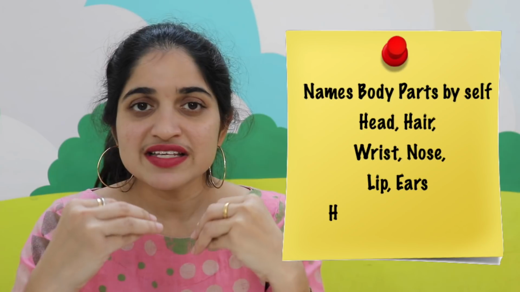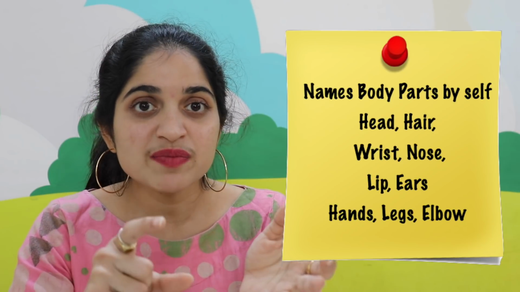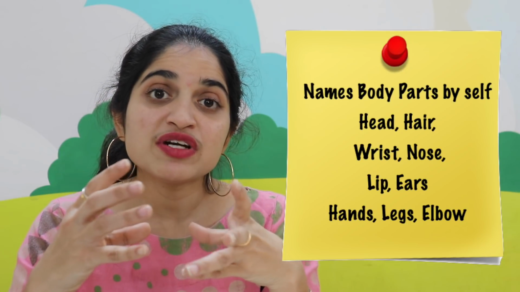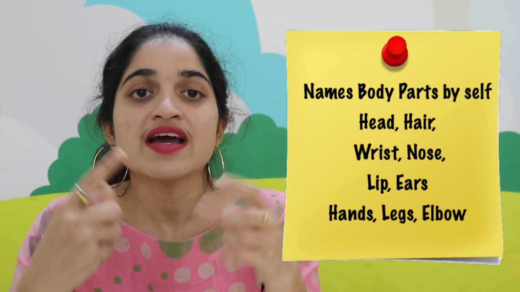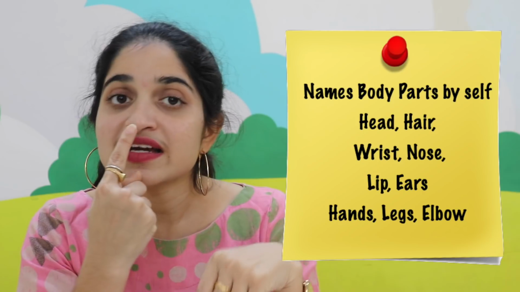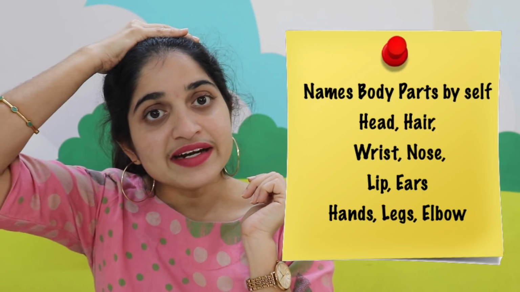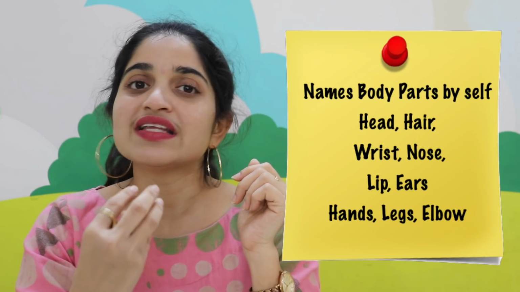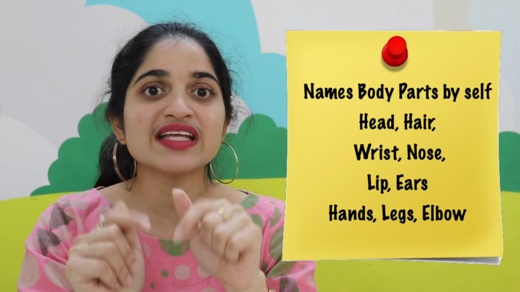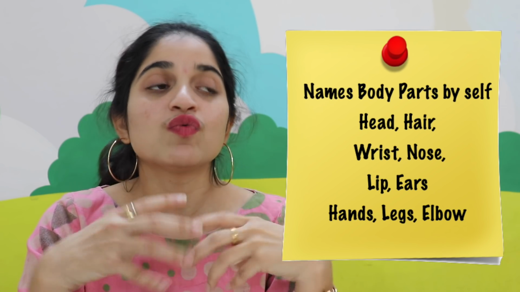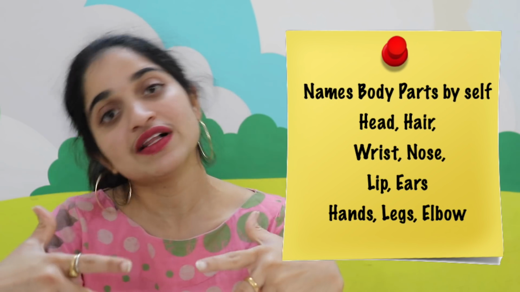Now I'll tell you here, when you ask them to show a body part, they would be able to identify. But here, they should be able to tell the names, like they should say, here are my eyes, here is my nose, here are my ears, this is my head. So they have to come up with the names. It's not like we ask them the name and they point out and show it to us. So in LKG, the child should voluntarily tell the names of all the body parts.